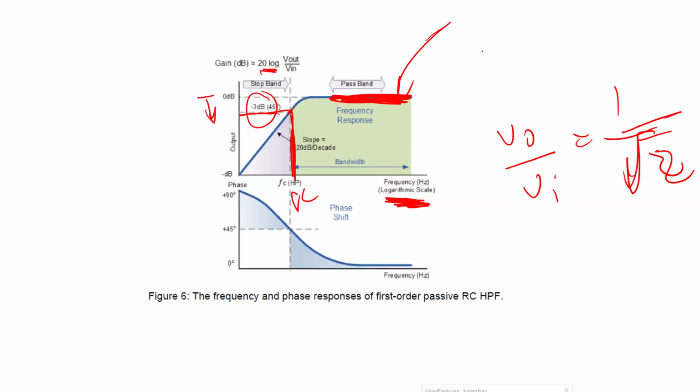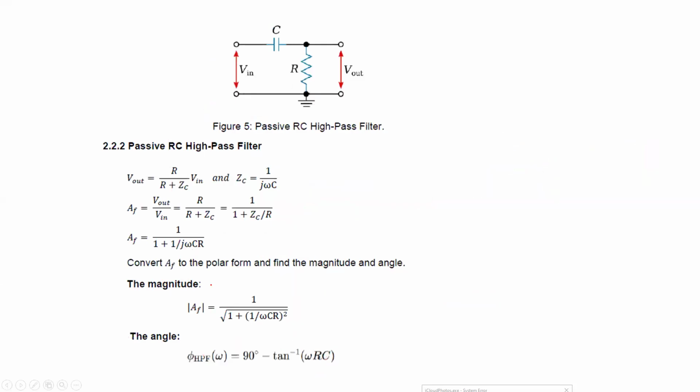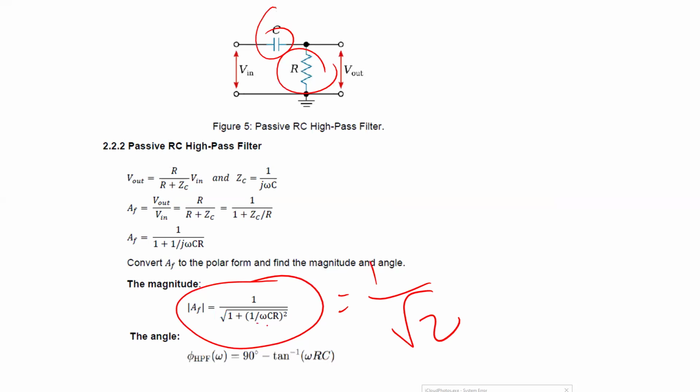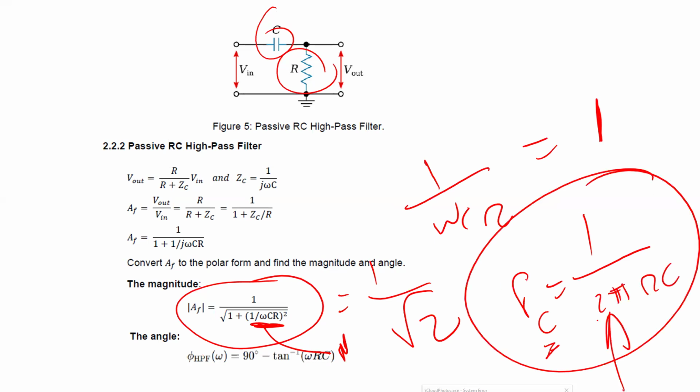Remember, here the relation equals 1. Here equals 1. Here 1 over square root of 2. This should happen based on this formula here. Again, when I design a filter, I have to select C and R to achieve a specific cutoff frequency. So if you see this equal 1 over square root of 2, that means this part here has to equal 1. That means 1 over omega CR equals 1. If you do it, you find the cutoff frequency F equals 1 over 2 pi RC, which is the same formula I had before.